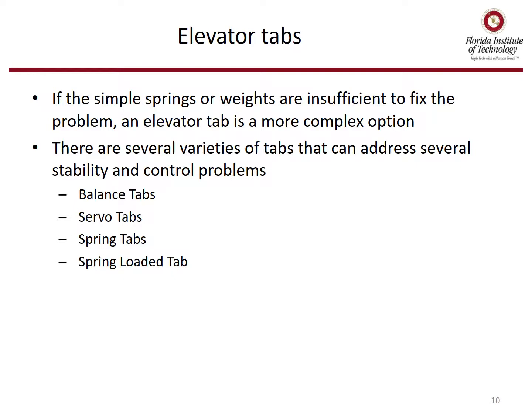If the simple springs or weights are insufficient to fix the problem, then we can add an elevator tab, which is a slightly more complex option. Several varieties of tabs that can address several stability and control problems are shown below, and we'll walk through all 4 of these one by one.